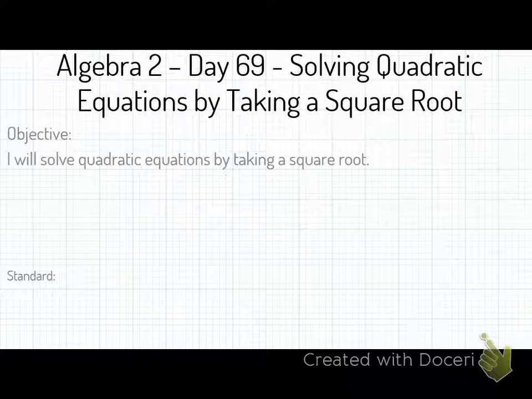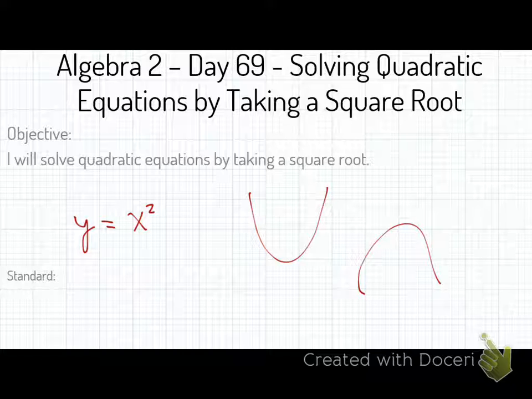So today we're going to talk about solving quadratic equations by taking a square root. Quadratic equations, remember, are the ones that have a variable that is squared. Okay? So y equals x squared. This is quadratic, okay?